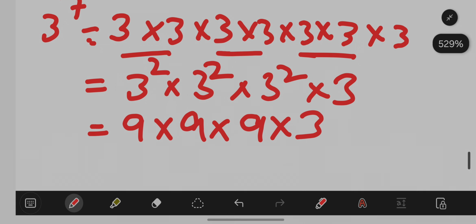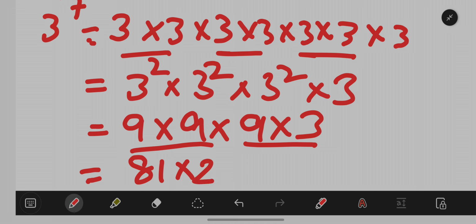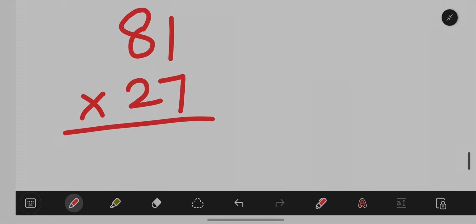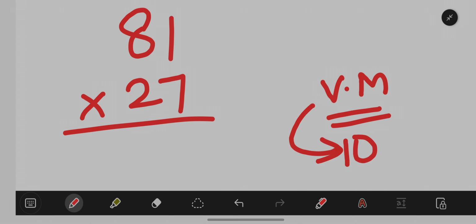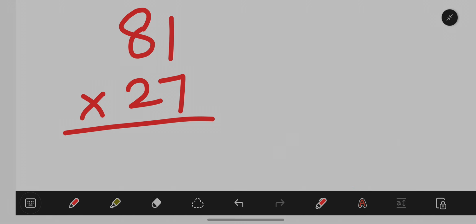Now 9 9s are 81, 9 3s are 27. Now we have to multiply this. Now I'm using Vedic mathematics tricks. If you need those tricks, they are available in our channel only. There are 10 videos in total, 10 chapters we have discussed relating to Vedic mathematics. So I'm going to use those methods and multiply. I will put that also in the description. Don't forget to watch them also. It will be very beneficial in calculation.